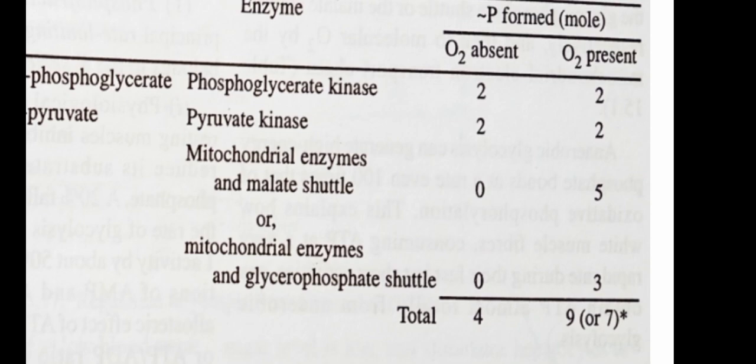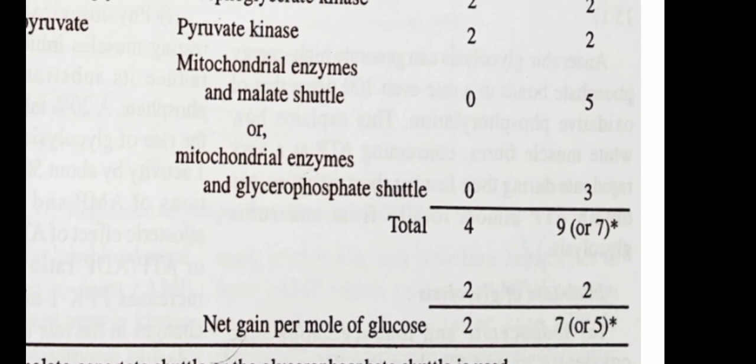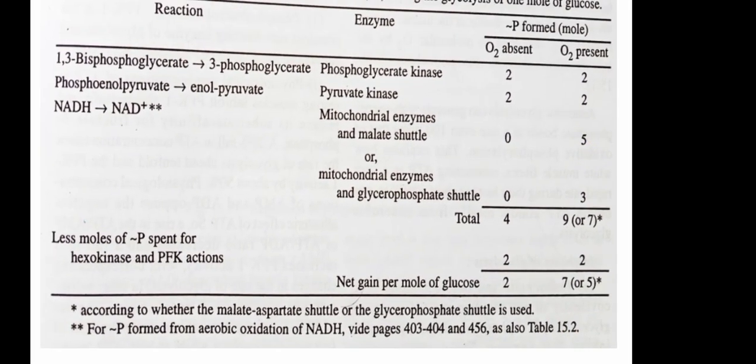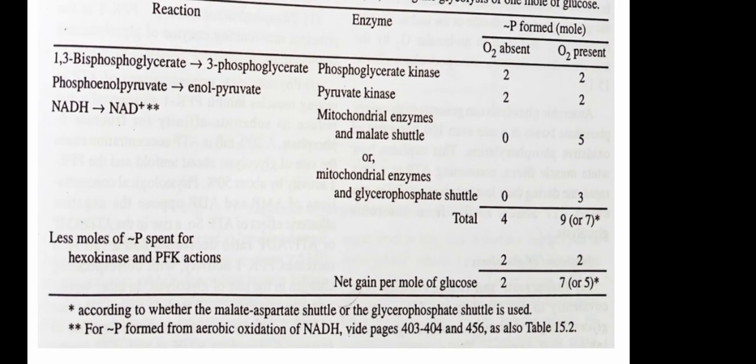These are the payoff phase. In case of the preparatory phase, 2 ATPs are wasted. So the net gain per molecule of glucose, 9 minus 2 or 7 minus 2, is 7 or 5 ATP. So the total thing is that when oxygen is absent, from one molecule of glucose we are getting a net gain, I repeat again, net gain of 2 molecules of ATP.